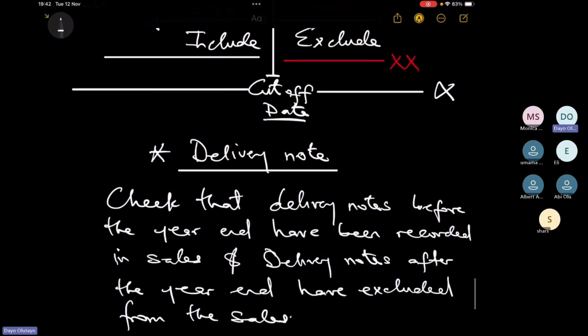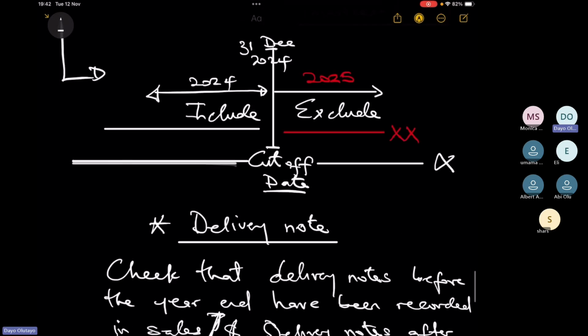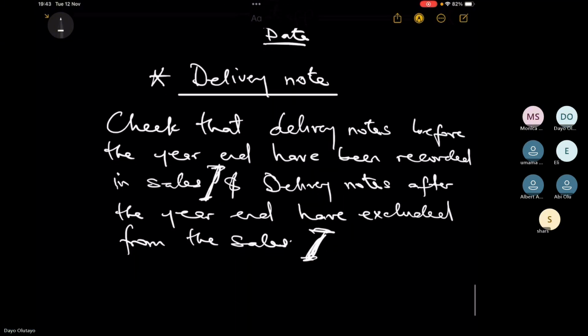So you can see it's not just one way. I didn't stop here. No, you have to add this other part to it because it's a two-way testing. You're testing this side and you're also testing this side. So if the question is asking you for cutoff procedures and you just put one side, that is not correct. You will not even score any mark for it, unfortunately.